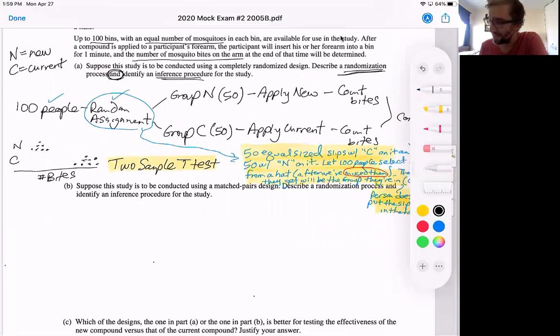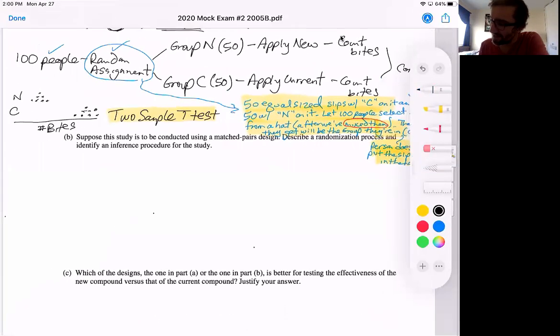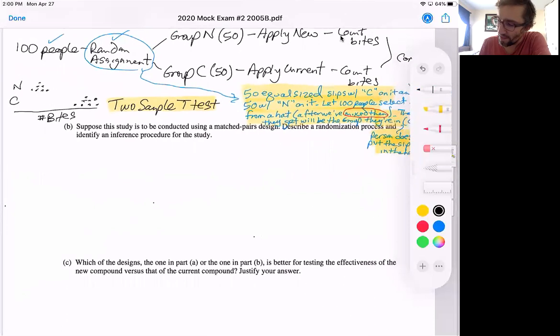extra. Suppose the study is conducted with a matched pairs design. Describe a randomization process and identify an inference procedure for this study. So let me draw a picture again for matched pairs. We would have our 100 people. We're going to randomly assign them to one of 2 groups again, N or C.